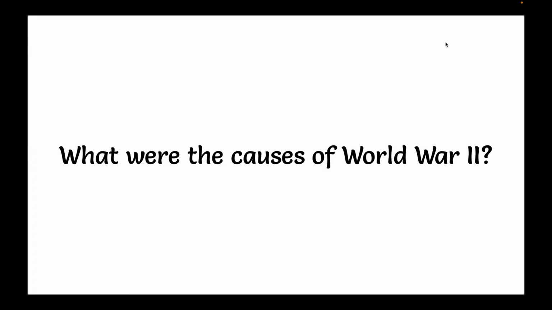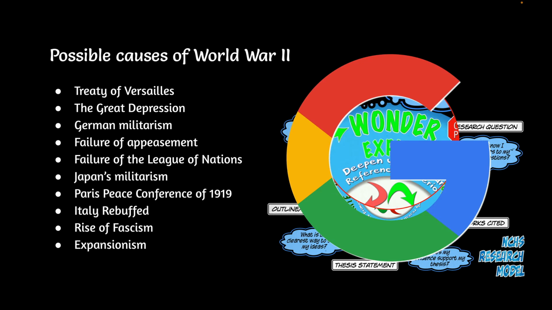So we're going to talk about refining a research question. If this was our research question, what were the causes of World War II? The first thing we really want to think about is, are we talking about all the causes of World War II? So if you Google, we're just wondering, we're in the first stage of research of the Weiser model.